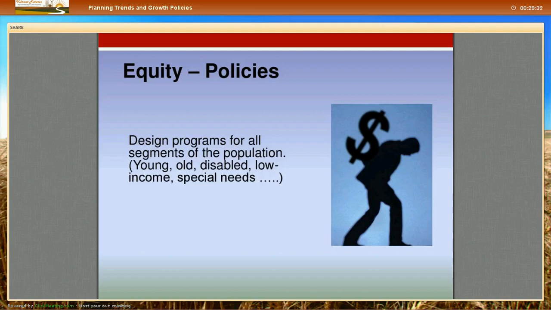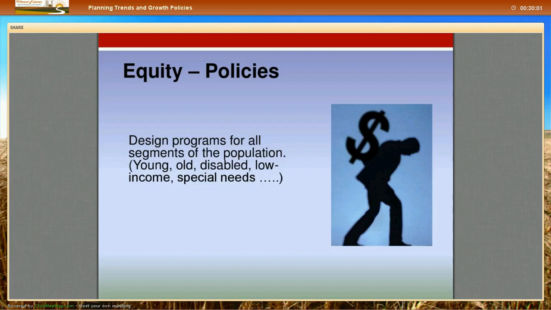This first policy directs local officials to consider the design and impacts of a program for all segments of the population. For example, this may mean that parks should include not only active recreation features like playgrounds for young people, but also passive recreation areas such as benches and gardens for senior citizens. Parks should also include accessible features like handicap fishing access for the disabled population.